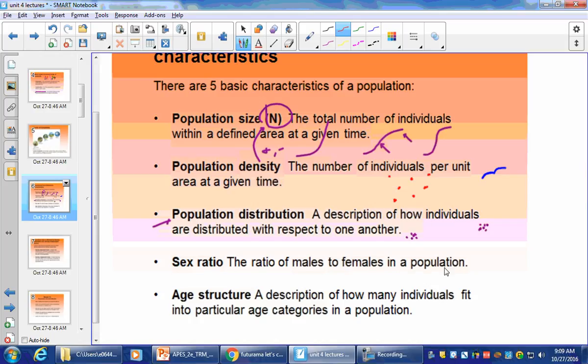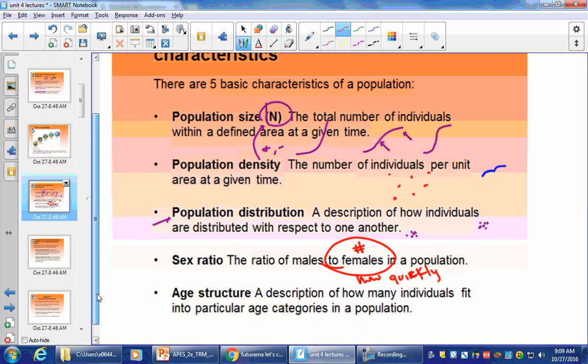Sex ratio, the ratio of males to females in a population. This is important because the number of females determines the number of offspring. So this tells you how quickly you can repopulate, and also how many offspring you expect to have in the next generation, right? Age structure.